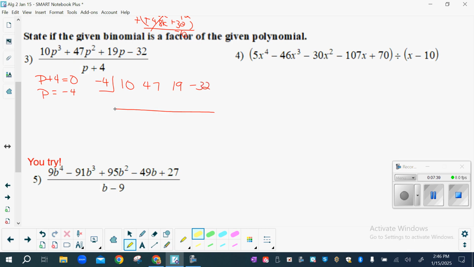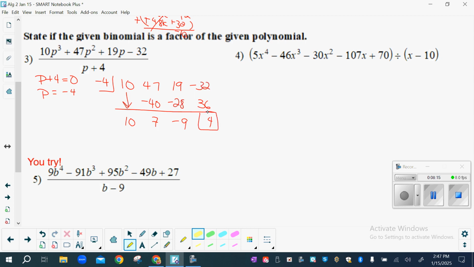Okay, so now what's the first thing we do? You put the 10 down. And then what do we do with the 10? Multiply -4 and 10, which we get -40, and then we add to get 7, multiply, -28, add, -9, multiply, we get -36, and we add and get 4.